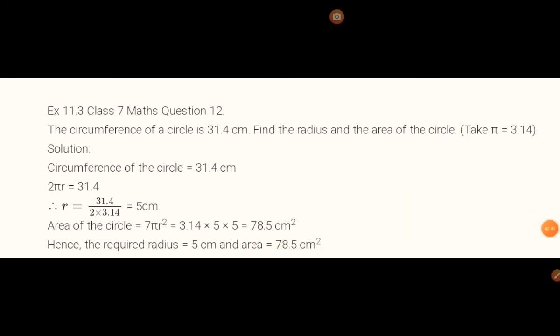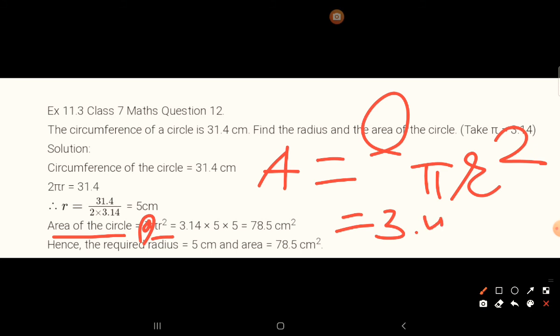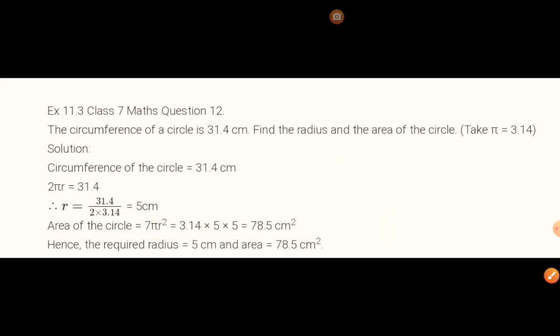Now the radius is 5 centimeter, so we can find out the area with the help of the radius. The formula for area is pi r square. So area of circle is pi r square. Here 7 is written, a printing mistake, this 7 will not come. It is only pi r square. Now pi means 3.14 and r means radius, that is 5 square, 5 two times. So this will be 3.14 multiplied by 5 multiplied by 5.